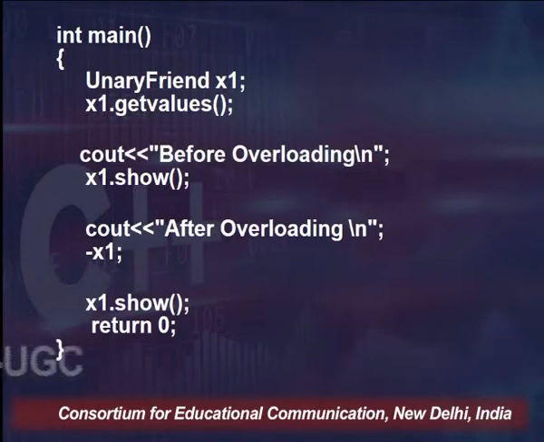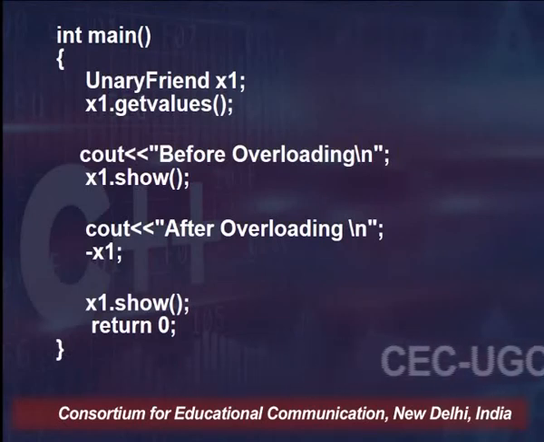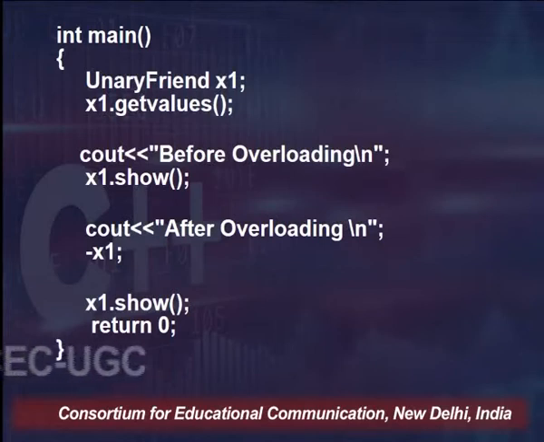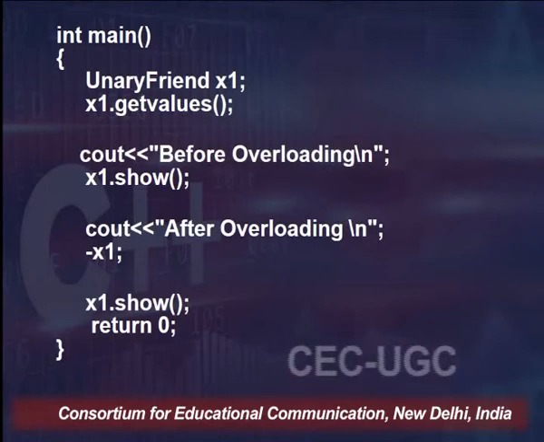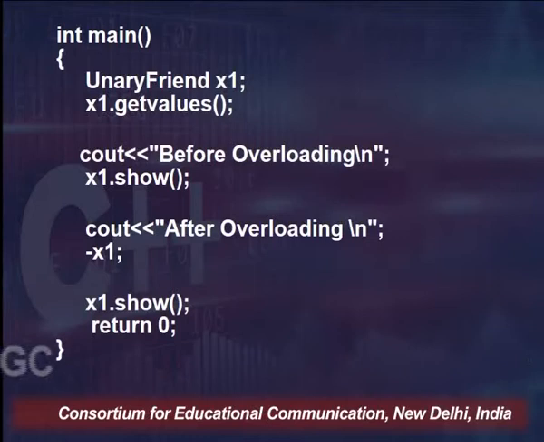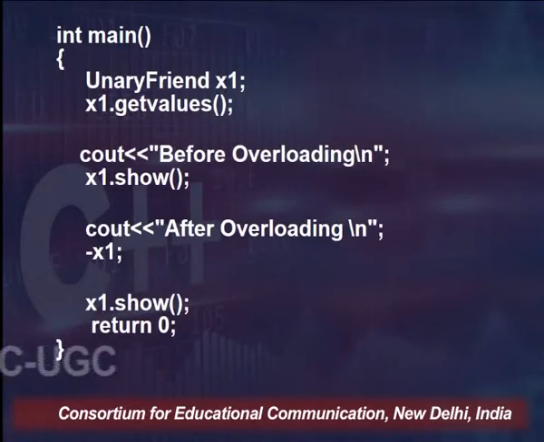So one thing is very sure here: friend functions are allowed to access the private members of the class, and hence minus x1 is a valid statement. And after minus x1, in order to show the difference between the values before and after overloading, x1.show has been called.